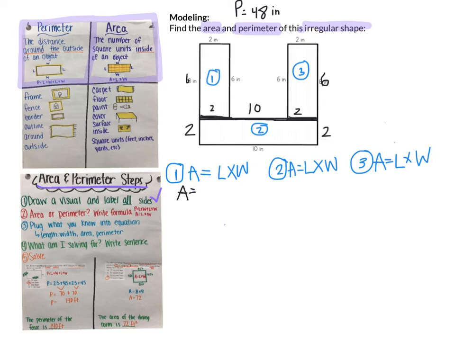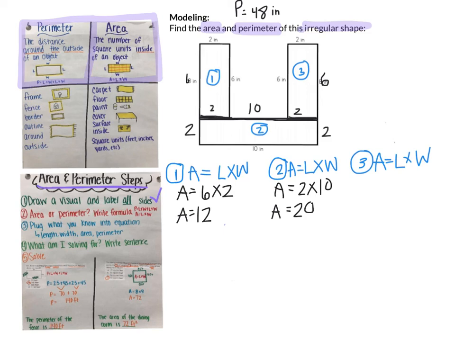Area equals, my length is 6, my width is 2, 6 times 2 equals 12. Alright, so our area for the first rectangle is 12 square inches. Moving on to my second rectangle. Plug in our dimensions. My length is 2. My width is 10. Solve: 2 times 10 is 20. So the area for my second rectangle is 20 inches squared.